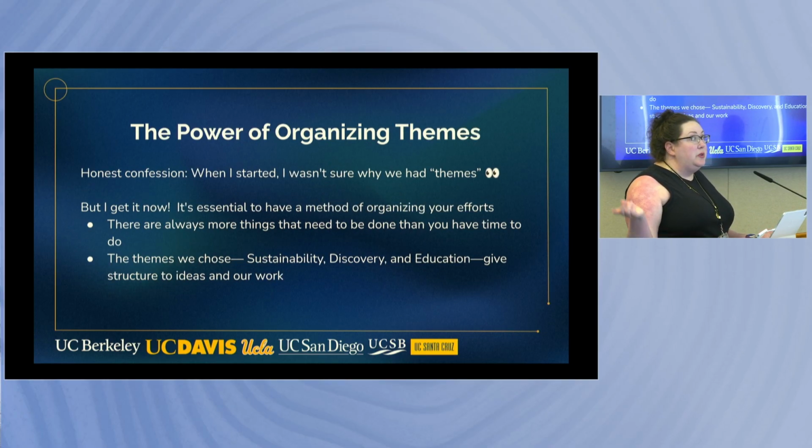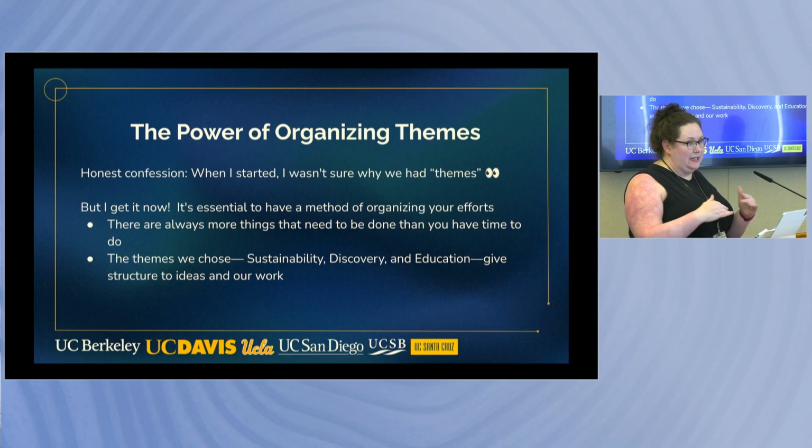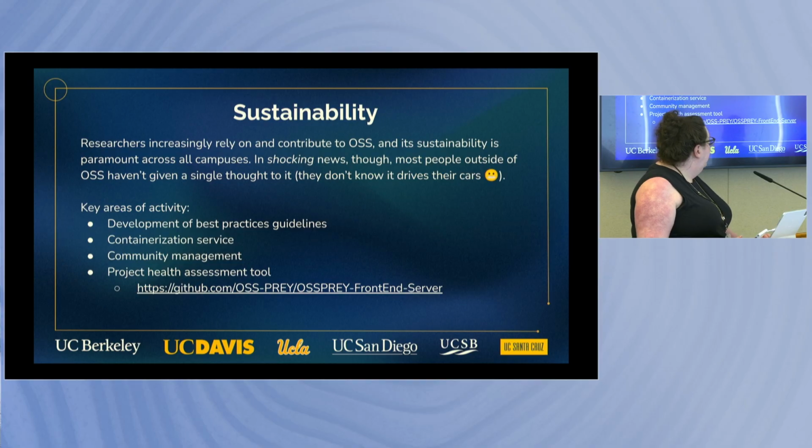So going back to our organizing themes, and to be honest, I did not understand when we first started why we had themes. And it seemed a little bit like, why do we do this? But I get it now, because now I see that we can use those themes to organize our thoughts and our work, because there are always more things that could be done than you actually can do, right? So you have to have some kind of organizing principles. And the ones that we chose are sustainability, discovery, and education.